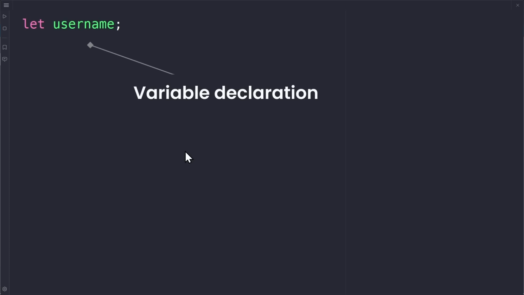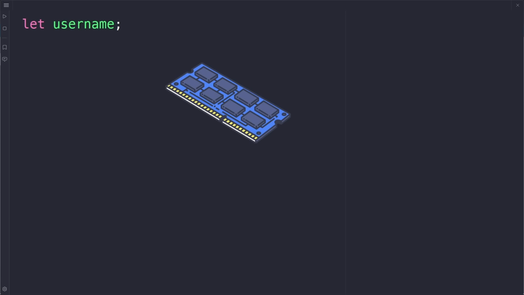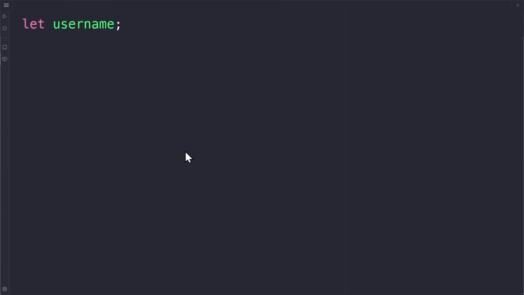To create a variable, we can use the keyword let, followed by the name of the variable. For example, username. And that's it, we just created a new variable. This is known as variable declaration. When we declare a variable, we create storage space in the memory and give it a name by which we can access it later. For now, the variable does not have any value.